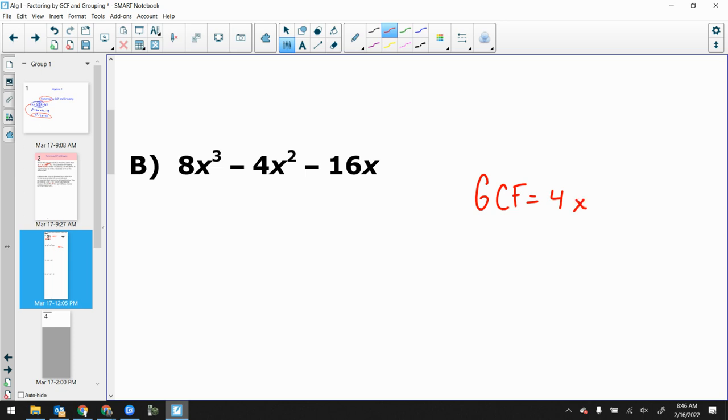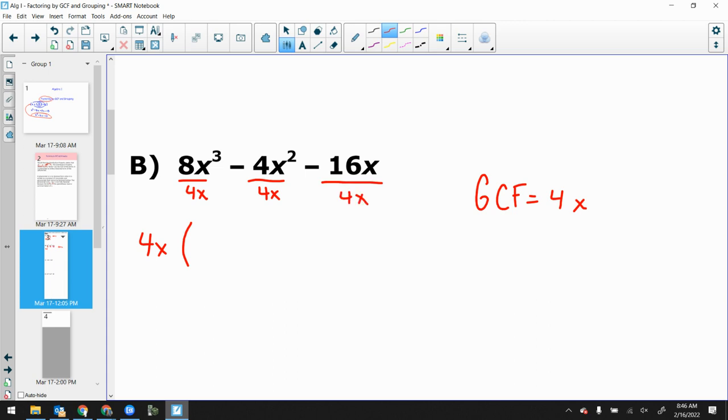Let me say that again. The lowest power of the variable. The one with the smallest degree. So, looking at all 3 terms, do you notice how the lowest power of the variable is x to the first? That's why my GCF is 4x to the first, or just 4x. Okay, what do we do with the GCF? We put it on the outside. We start our parentheses. We start dividing out.